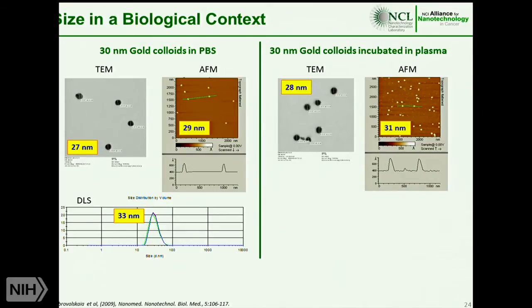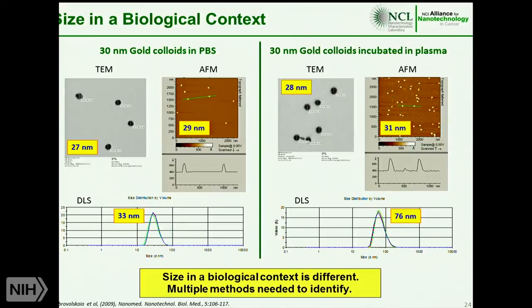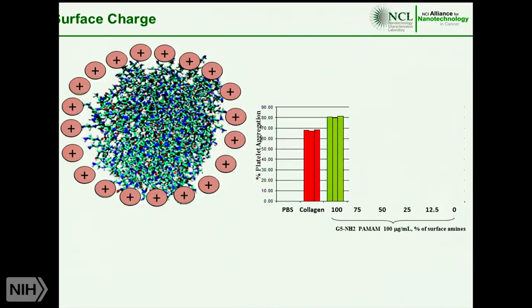However, after these particles are incubated with human plasma, what we see is that the size measured by TEM and AFM does not change, because these two methods look at the core part of the particle. But the hydrodynamic size of the particles, as measured by dynamic light scattering, almost doubles. So what is important here is that our body sees these 30 nanometer gold particles as 80 nanometer particles, not as 30 nanometer particles, after the particles are introduced into biological systems because of the protein corona formed on the particle surface. And this is very important to recognize.